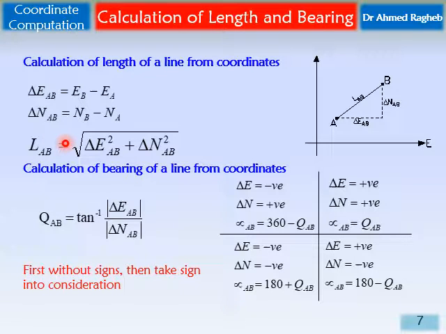Bearing, how do I get bearings? Bearings could be either given, or can be calculated from coordinates as given here, or they can be calculated from another line of known bearing and the angle between these two lines. So if you have the bearing of the line AC and you have the angle between the line AC and the line AB, then you can calculate the bearing of the line AB. Always focus on how to obtain the coordinates, how to obtain the length, how to obtain the bearing, and then you can solve any problem in any project or in any exam.